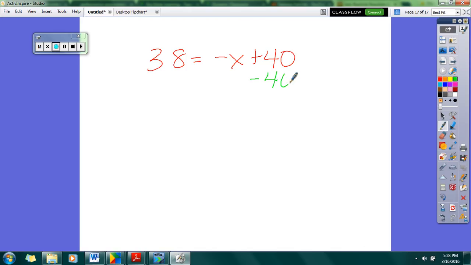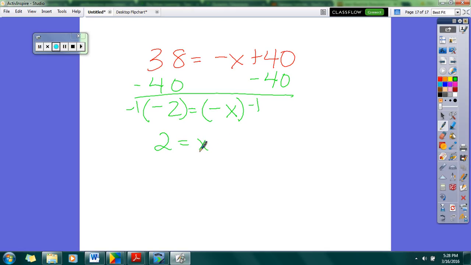So I'm going to subtract 40 from both sides. I'm at 38 and I'm going to minus more than I have, so I'll be at negative 2. Negative 2 equals negative x. Multiply both sides by negative 1. Get rid of the negative sign, and 2 equals x.